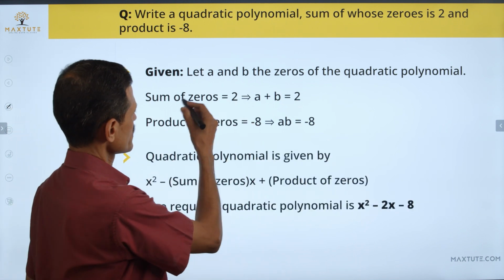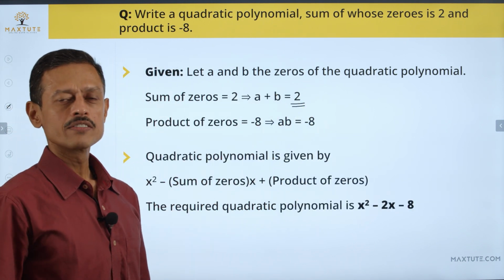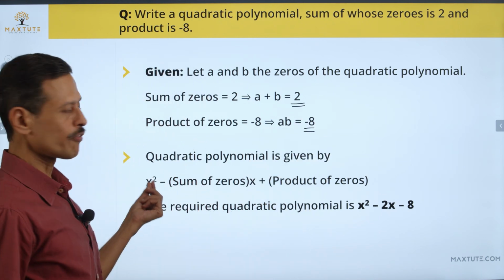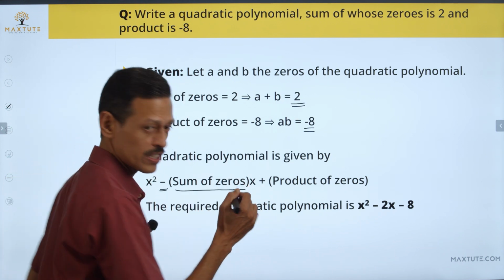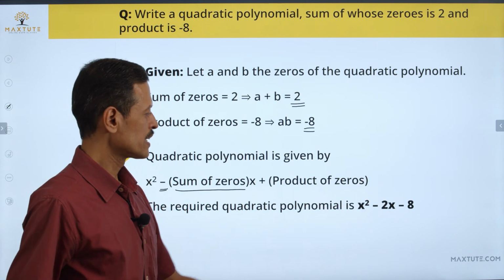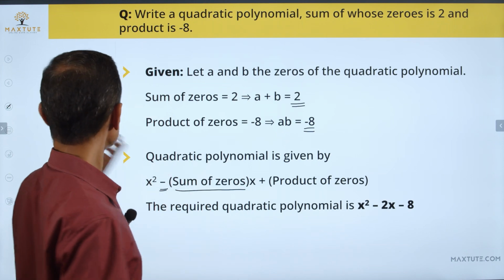What is given to us is the sum of zeros. If the zeros are a and b, sum is equal to 2. If the zeros are a and b, the product ab is equal to minus 8. So, how do you find out the quadratic polynomial? x square minus sum of zeros. Keep that in mind, it is minus sum of zeros times x plus product of zeros. It works out to x square minus 2x minus 8. So, question 2 done. Let's move on to question 3.